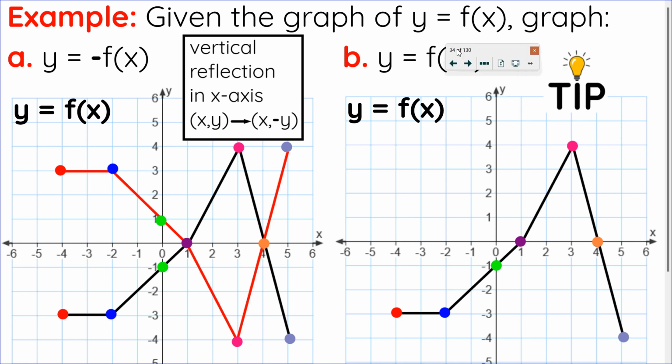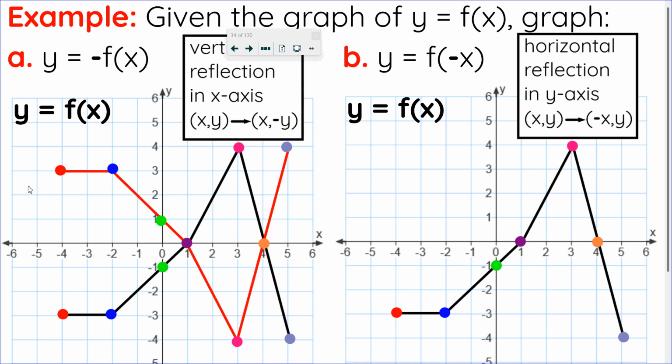If I look over here, graphing f of negative x, the negative on the inside means horizontal reflection. That's in the y-axis. So my points are going to line up horizontally. That means that the y is going to stay the same. The x value will change. So when y is -3, this x value of -4 is reflected to be +4. Also, when y is -3, the x value of -2 is reflected to be +2.